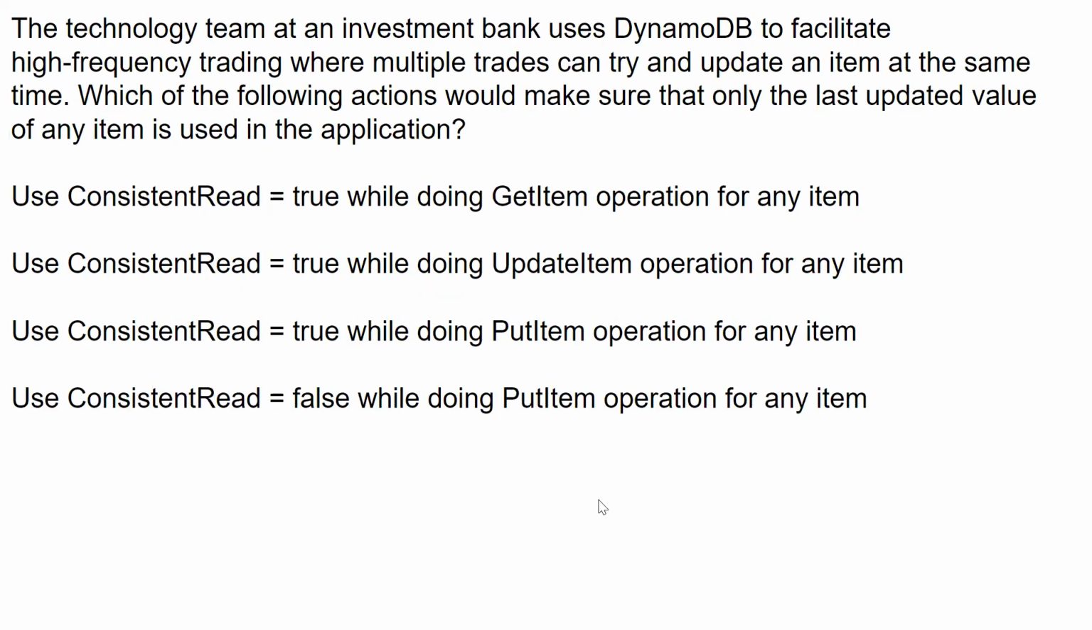The technology team at an investment bank uses DynamoDB to facilitate high-frequency trading where multiple trades can try and update an item at the same time. Which of the following actions would make sure that only the last updated value of any item is used in the application? Okay, use consistent read true while doing get item operation for any item; true while doing update item operation; true while doing put item operation for any item; false while doing put item operation for any item.